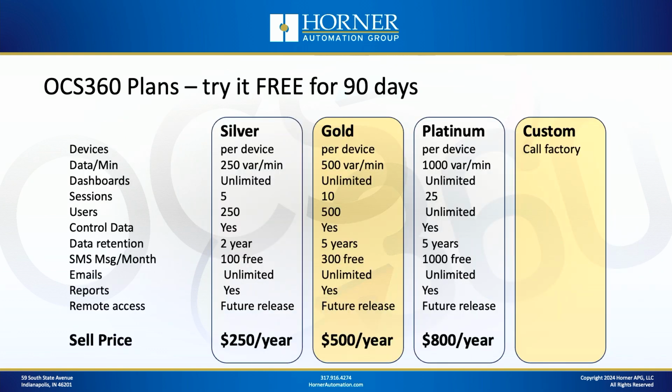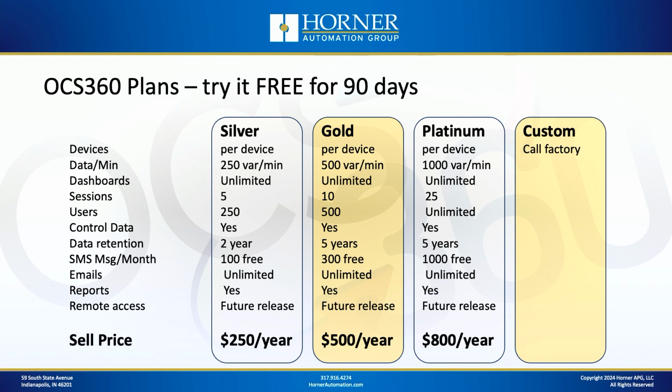So what do the OCS 360 subscriptions look like? Well, there they are on the screen. The main difference between them is the amount of data per device that can be sent per minute. With Silver, it's 250 variables per minute. With Gold, it's 500 variables per minute. And with Platinum, it's 1,000 variables per minute.